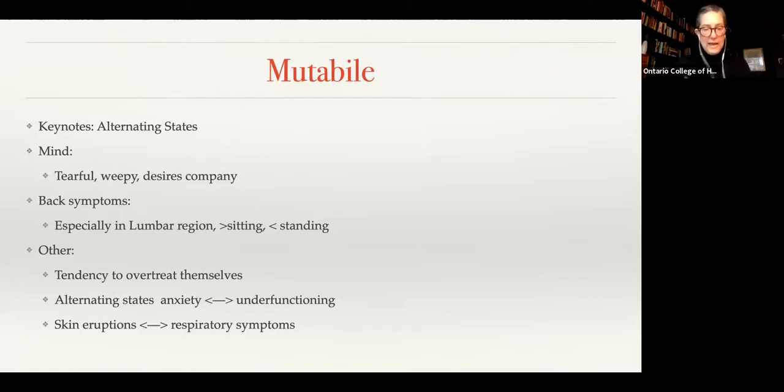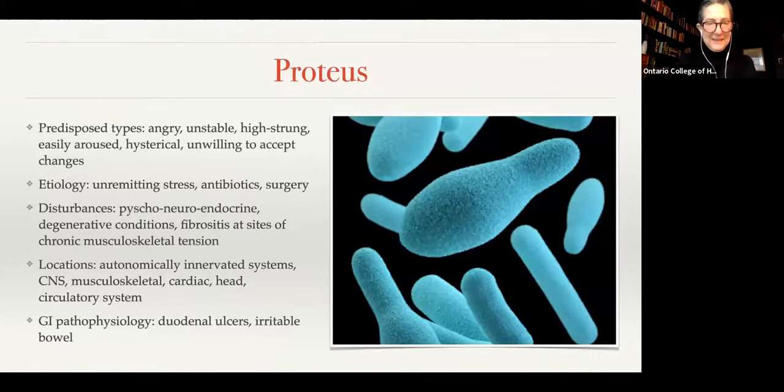Next, Proteus. Okay, Proteus. The predisposed types for Proteus are angry, unstable, high strung, easily aroused, hysterical, unwilling to accept changes. The etiology for the use of Proteus is unremitting stress, antibiotics, and surgery.